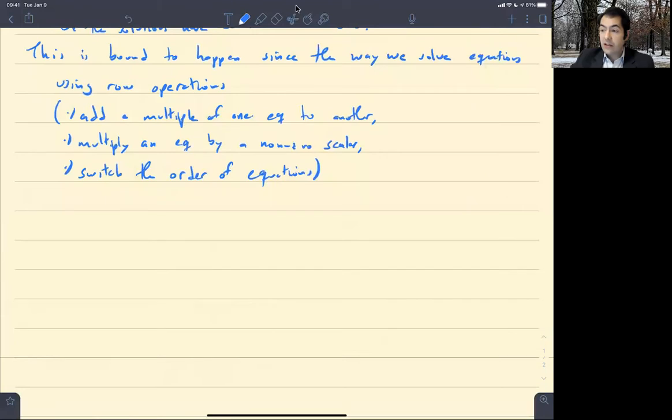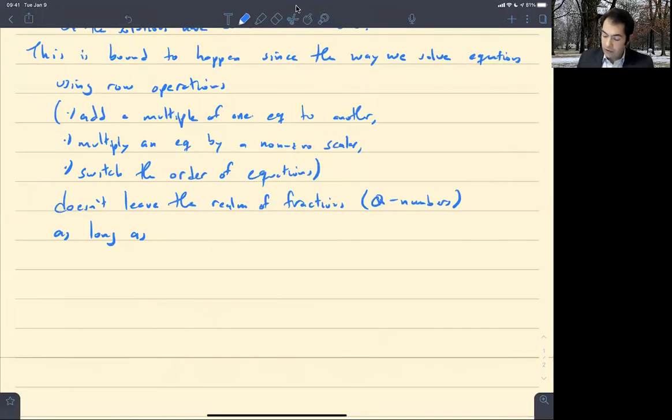And the thing to notice is that these three operations don't leave, let's say, the realm of fractions, rational numbers, as long as the scalars we use are rational numbers. Oh, I think I didn't mention above, I said where the Z comes from, but not the Q. Of course, Q stands for quotient. Right, so here the point is that if you have an equation and all of the coefficients are rational numbers, then when you're doing the row operations to solve the system of linear equations, you're never going to end up with a non-rational number, right?